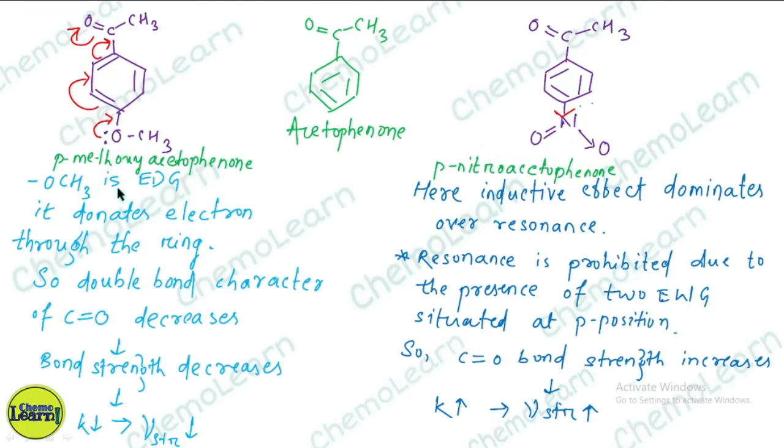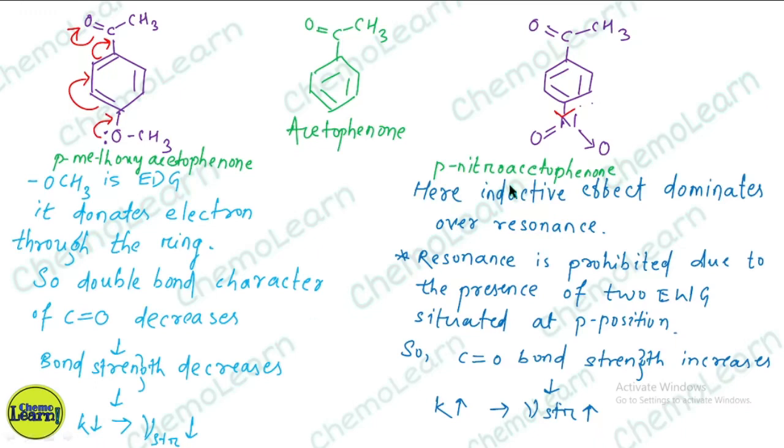OCH3 is an electron donating group, you know that. So, it donates electrons through the ring. The double bond character of this carbonyl group decreases, it will be C-O minus. So, double bond character will be decreased and bond strength will decrease. Okay, bond strength decreases. So, the force constant K decreases and carbonyl stretching frequency also decreases.